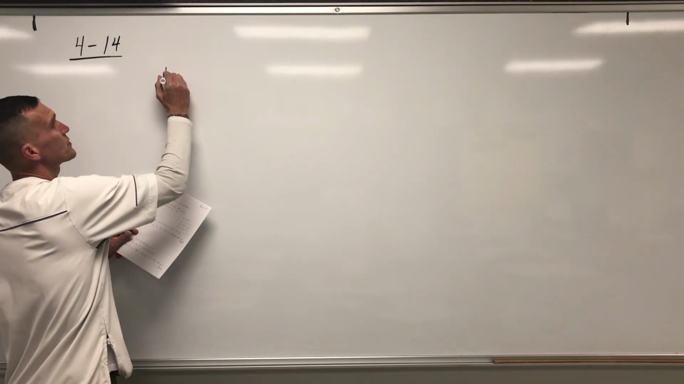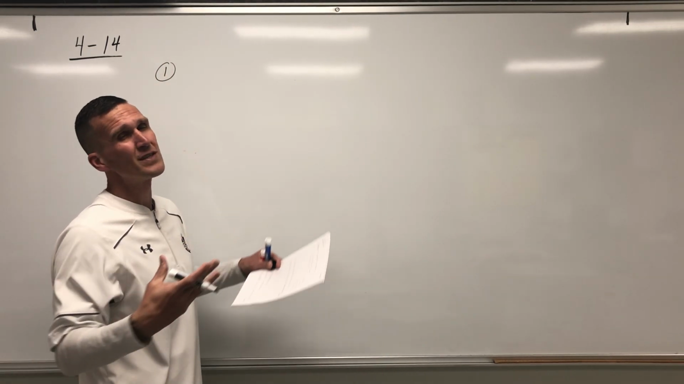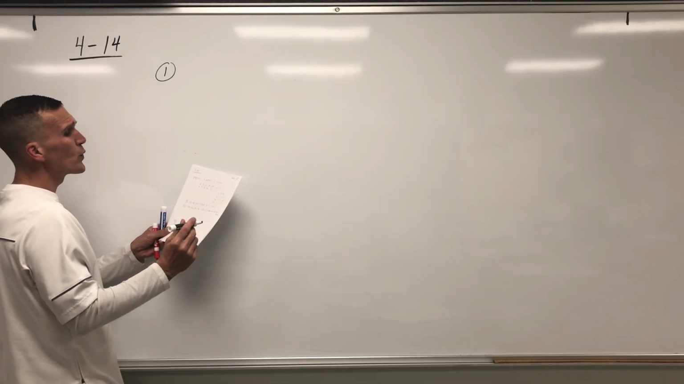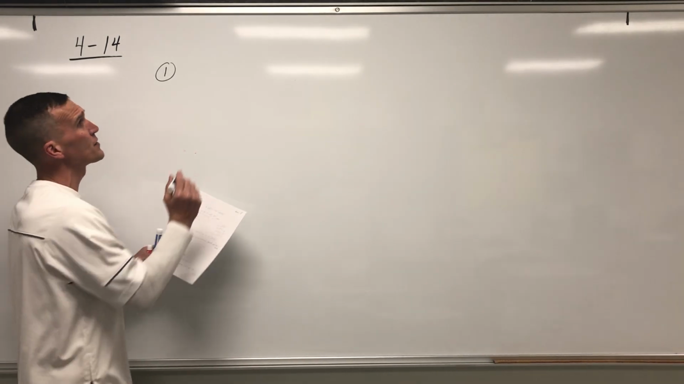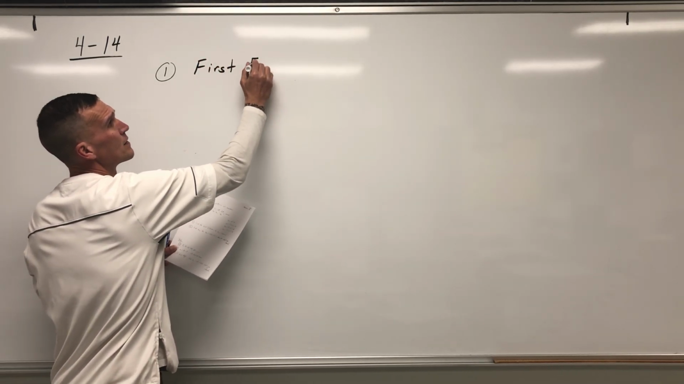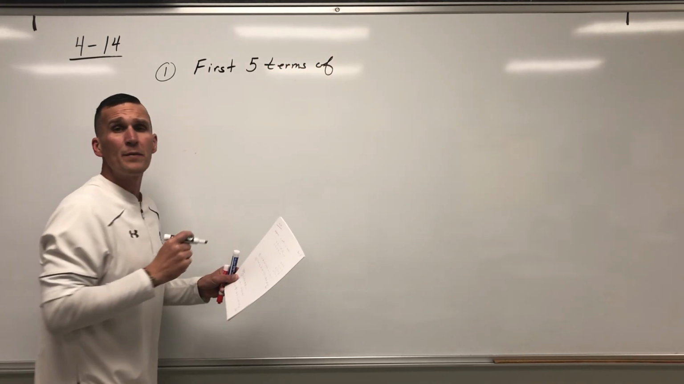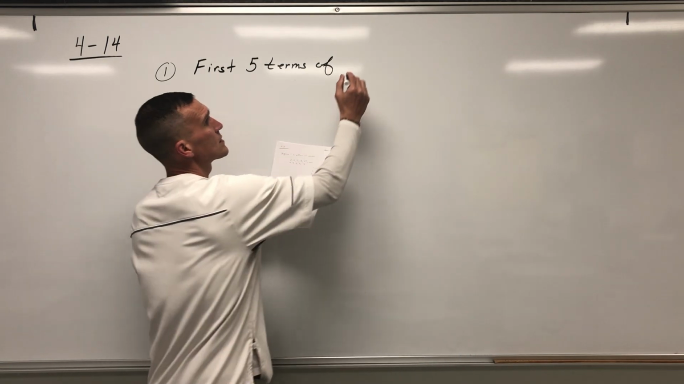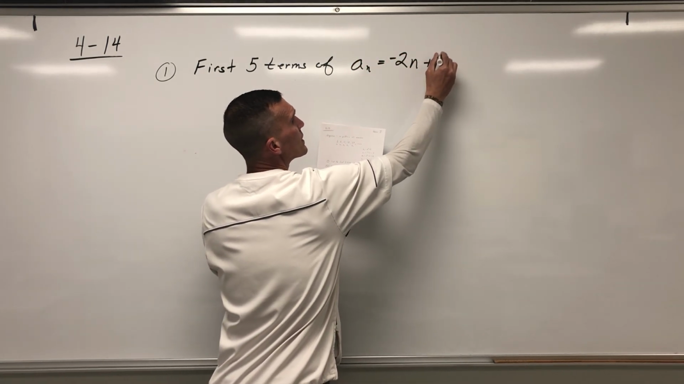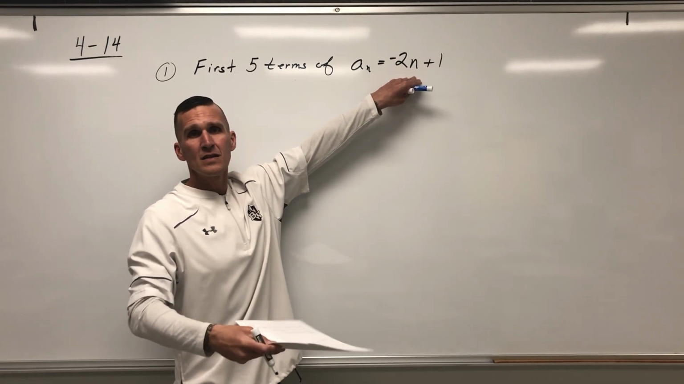So here is your first official problem that you want to do in your notes after you've written that stuff down. Please, again, if it goes on the board, write it down on your piece of paper. But number 1, we are going to find the first 5 terms of, and then I'm going to give you the equation for the sequence. A sub n is equal to negative 2n plus 1. So that is the equation behind the pattern of numbers.